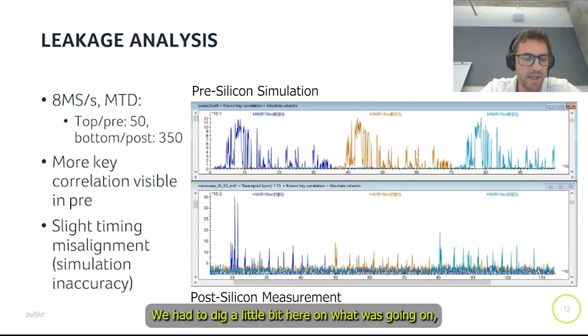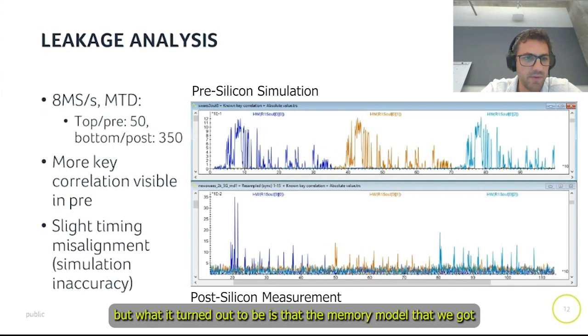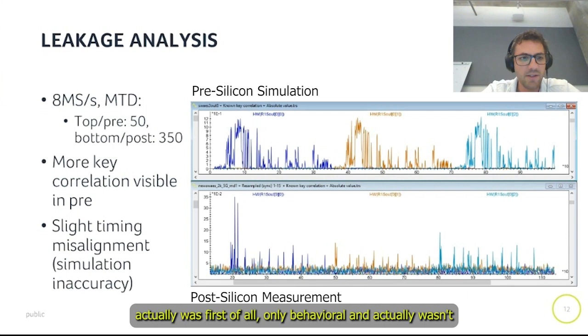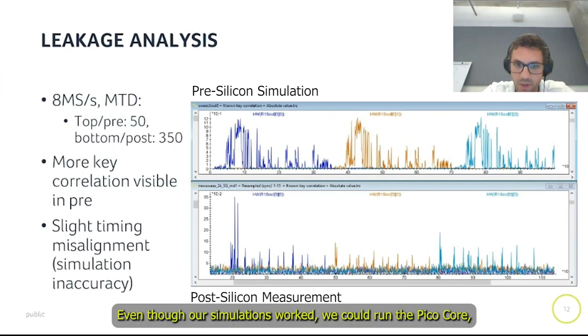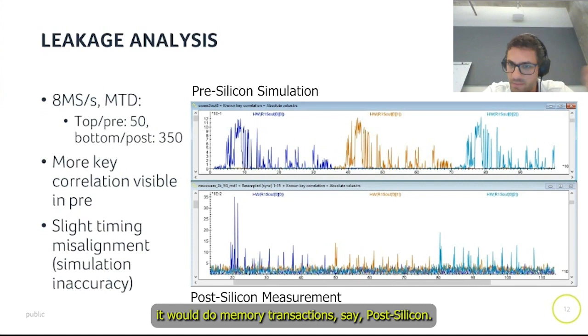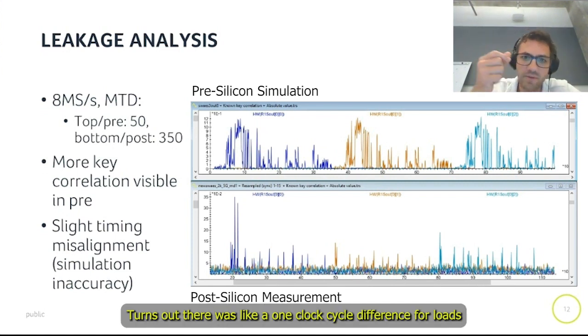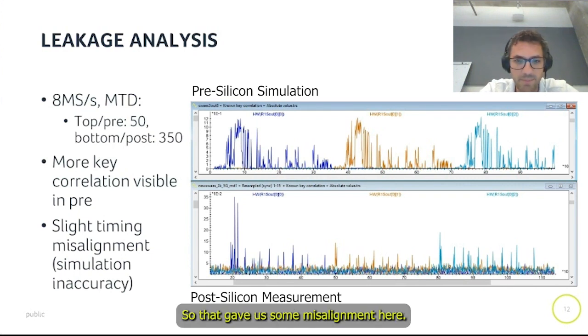We had to dig a little bit here on what's going on. But what it turned out to be is that the memory model that we got actually was, first of all, only behavioral and actually wasn't clock cycle accurate to our post-silicon. So even though our simulations worked, we could run the Pico core, it would do memory transactions, say post-silicon, turns out there was like a 1 clock cycle difference for loads and stores towards the memory. So that gave us some misalignment here.